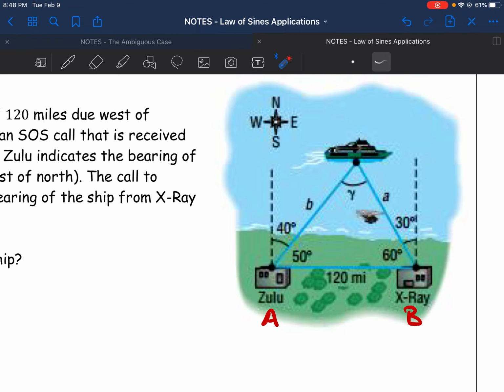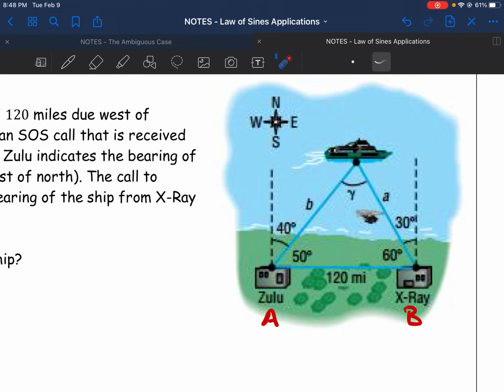And in this picture, we already had the sides labeled. We're told that this side is A and this side is B. So because of that, I went ahead and labeled Zulu as A. So 50 degrees is the measure of angle A. And I went ahead and labeled X-Ray B. So 60 degrees is the measure of angle B. And notice that I'm labeling Zulu A and X-Ray B because they're across from their indicated sides. So across from 50 degrees is side A, so this should be angle A. Across from the 60 degrees is side B, so this should be angle B.